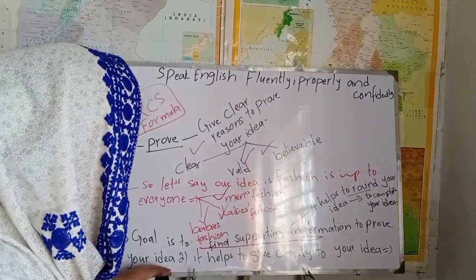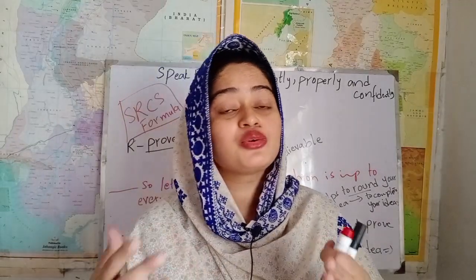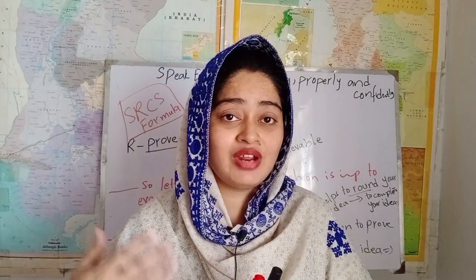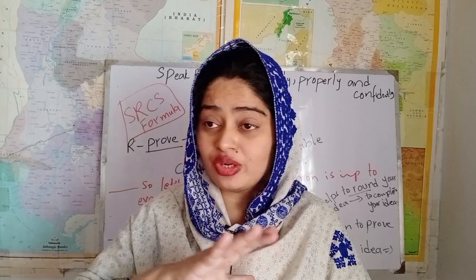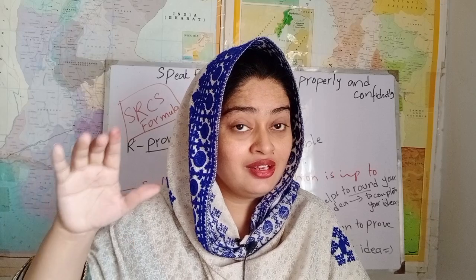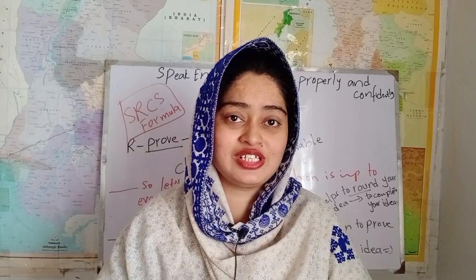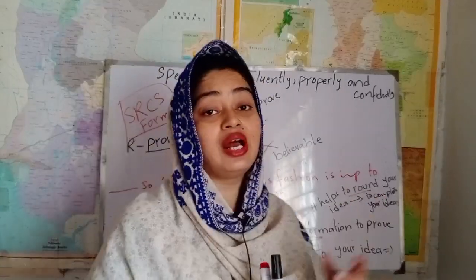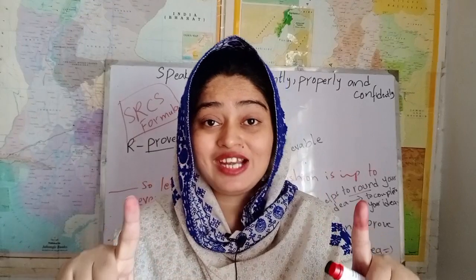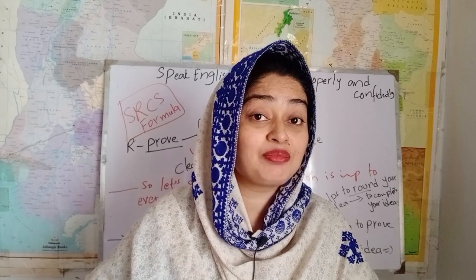The second goal is that it helps to give clarity to your idea. When you quote different kinds of examples, different kinds of illustrations, it gives clarity. Now your idea is not vague. Your idea is now valid, true, clear, easy to understand. And the third goal is it helps to round your idea, to complete your idea, to finish your idea. This is the goal of step 2. Now we are moving towards step 3.